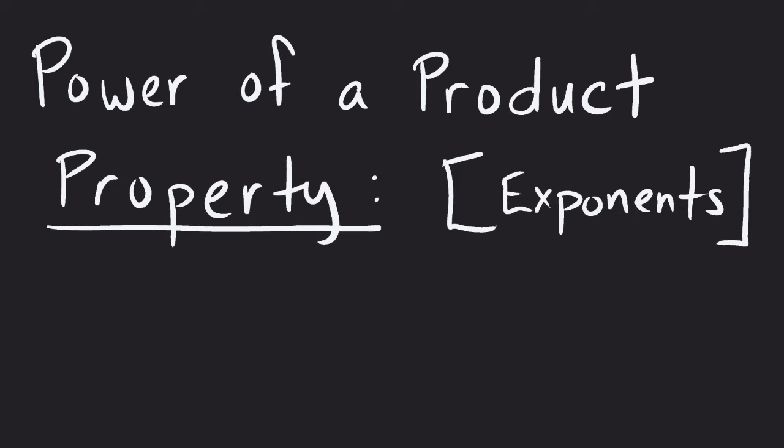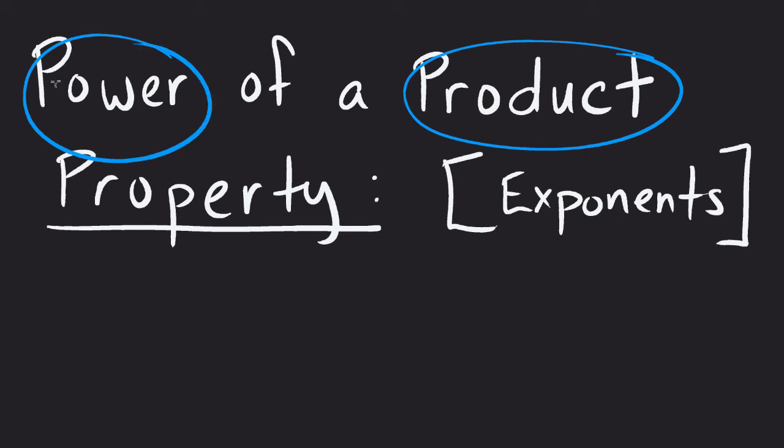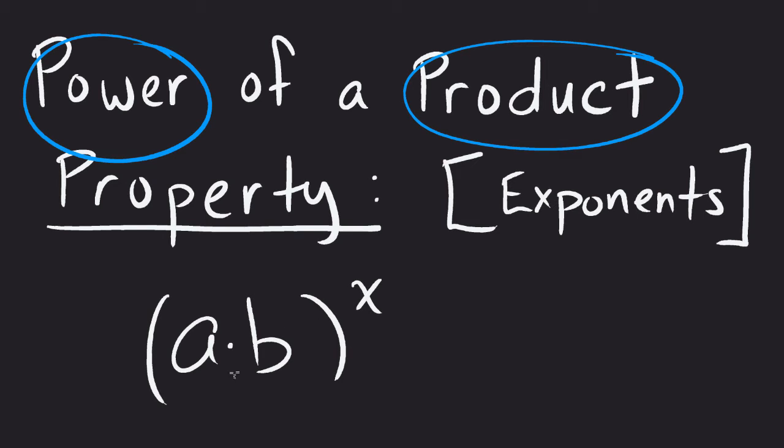The power of a product property again applies to exponents. This property basically says that if I have a product, so here's the key, and I'm going to raise that to the power of something. So let's say I had something like this, A, B, and I'm raising that whole thing to the x. So this is A times B raised to the x.